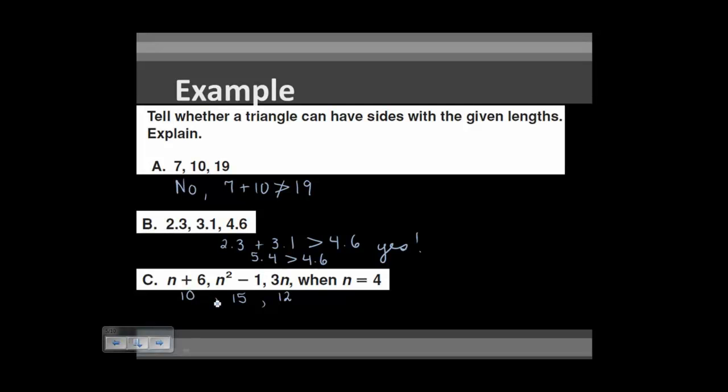So I want to make sure that the sum of the two shorter sides is greater than the longer side. And the two shorter sides are 10 and 12. Is that greater than 15? We get 22 is greater than 15. So yes, indeed, a triangle will be formed there.